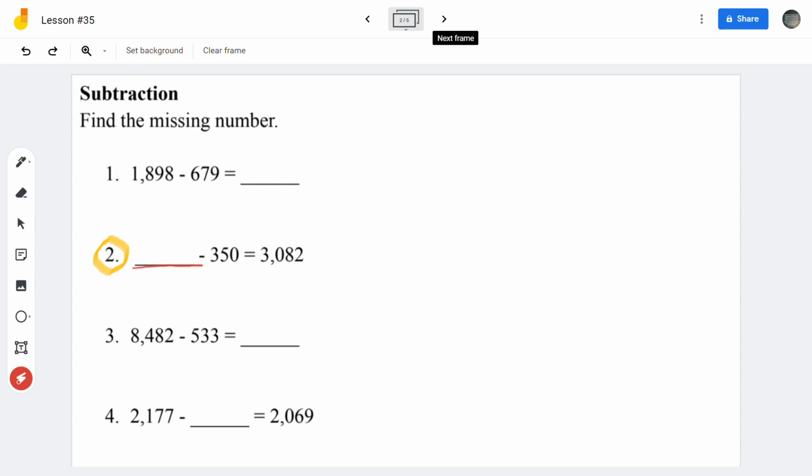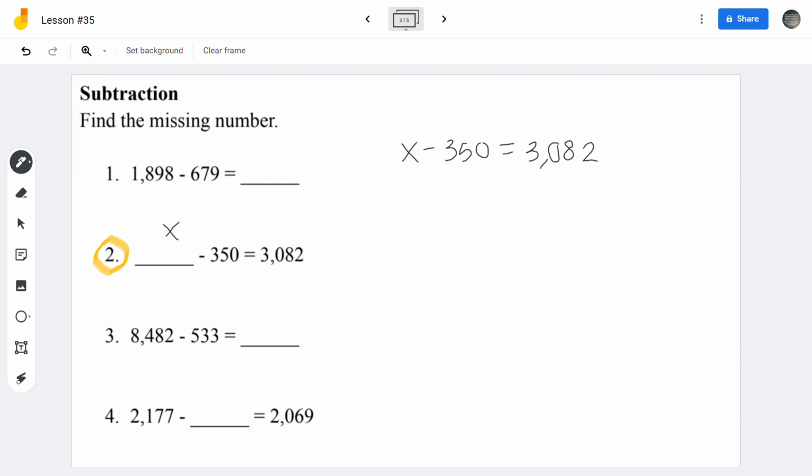So it says blank minus 350 equals 3082. Now this blank will represent our missing number, which I'm going to represent using the variable x. Of course, you can use any other variables as you wish. For this specific problem, I'm going to be using x. Now I'm going to rewrite the problem, including the x value. So it says x minus 350 equals 3082.